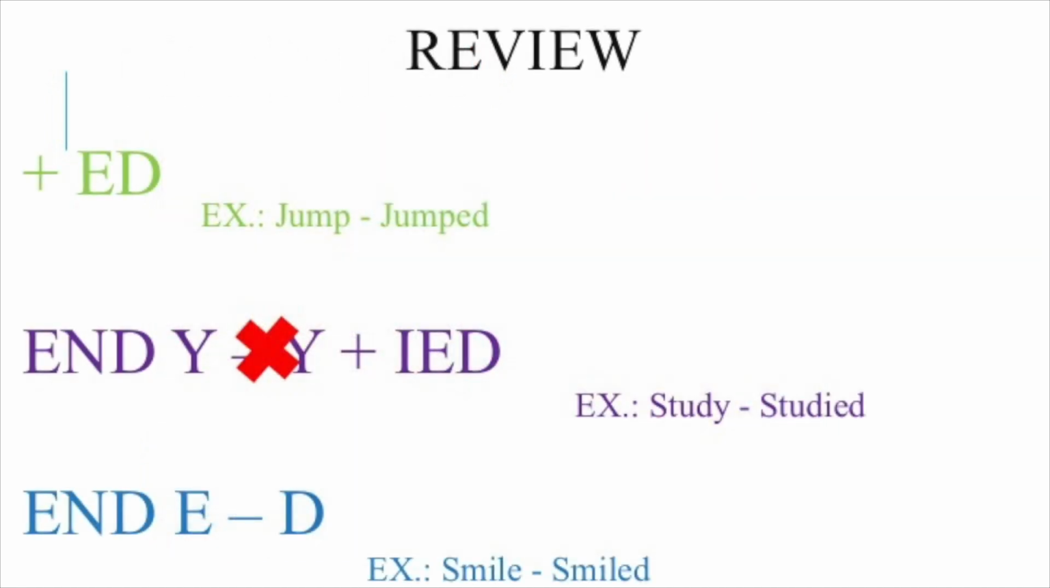Let's review. Let's have another look. Plus ed. That's the first way we learned. Jump, jumped. If it ends in Y and it's a consonant before, delete Y, I-E-D. But be careful. If it's a vowel before the Y, keep the Y. Just add ed. Study, studied. And if it ends in E already, we simply add D on the end. Smile, smiled.